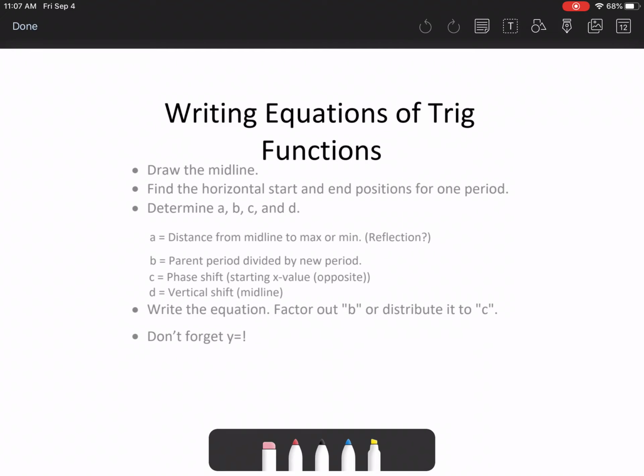All right, guys, so today we're going to basically work backwards. We are going to give you a graph and you are going to have to write the equation. So first here, I just have some things for you to think about. This is how I like to approach them.